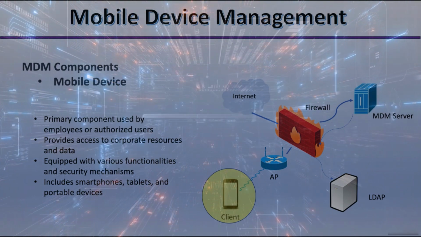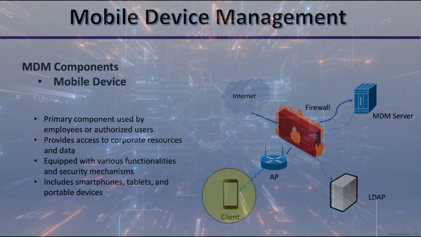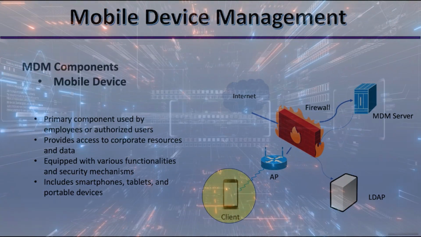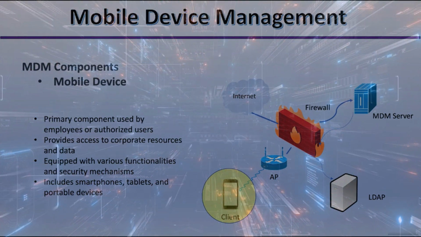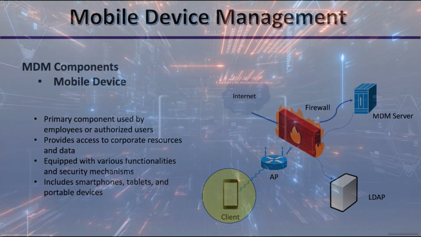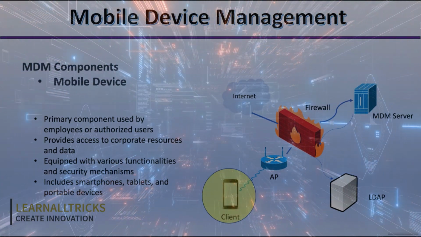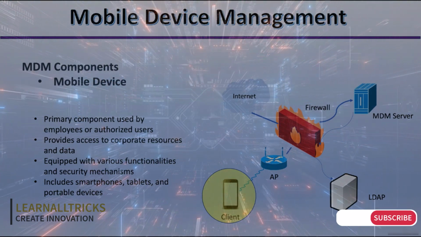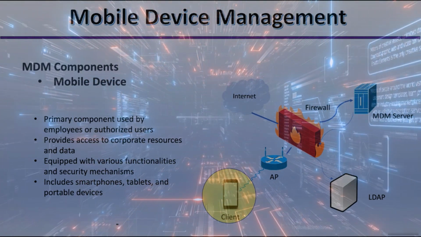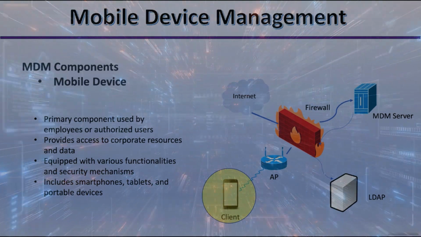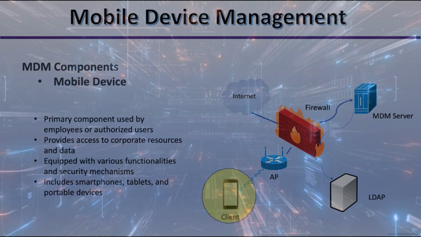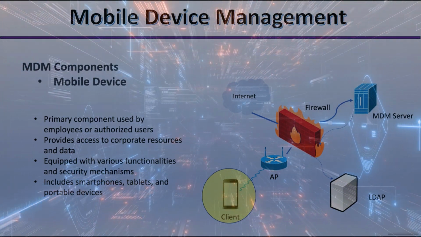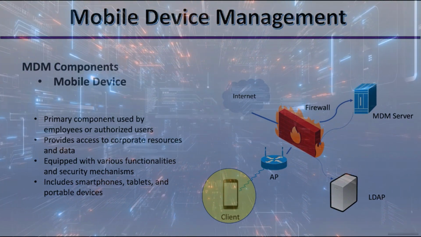The mobile device is a primary component of MDM, and it refers to the smartphones, tablets, or other portable devices used by employees or authorized users. And these devices are equipped with various functionalities and features, including connectivity options, security mechanisms, and application support. And mobile devices are the endpoints through which users access corporate resources and data.